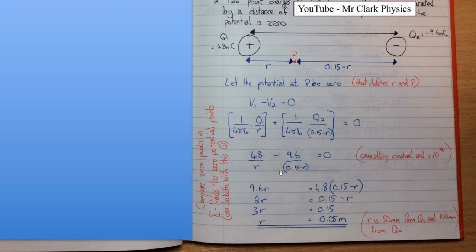To get the next stage, well, if I take this term, add it to both sides, it appears over there, and then I'm going to take the denominator, multiply it up, and this R, multiply it over there, and that leads to this line here. It's essentially just algebra. Once I'm here, I divided both sides by 4.8, 9.6 over 4.8 is 2, and that just leaves this bracket. Add the R to both sides, I get 3R over here, and finally, radius is 0.05 meters. And I should properly define that as being 50 millimeters from charge Q1 towards charge Q2.